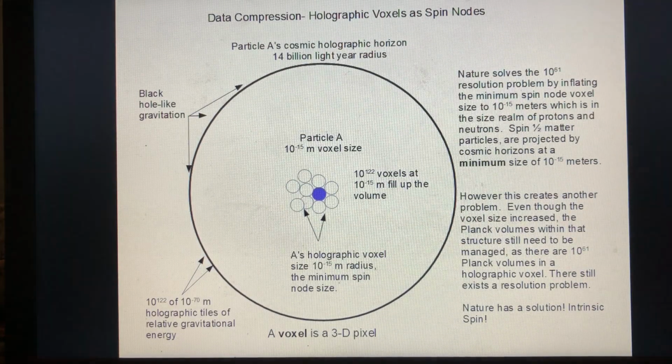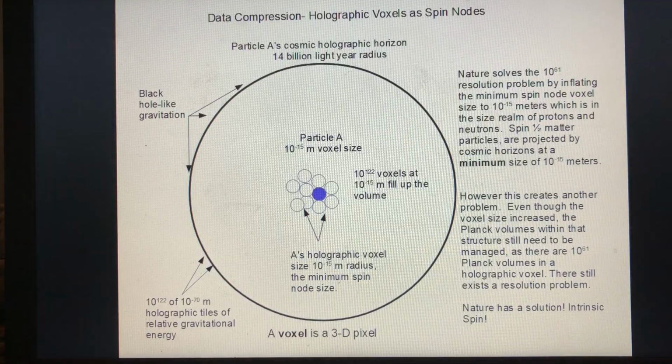Nature solves the 10 to 61 resolution problem by inflating the minimum spin node voxel size to 10 to the negative 15 meters, which is in the size realm of protons and neutrons. Spin half-matter particles are projected by their cosmic horizons at a minimum size of 10 to the negative 15 meters. However, this creates another problem.